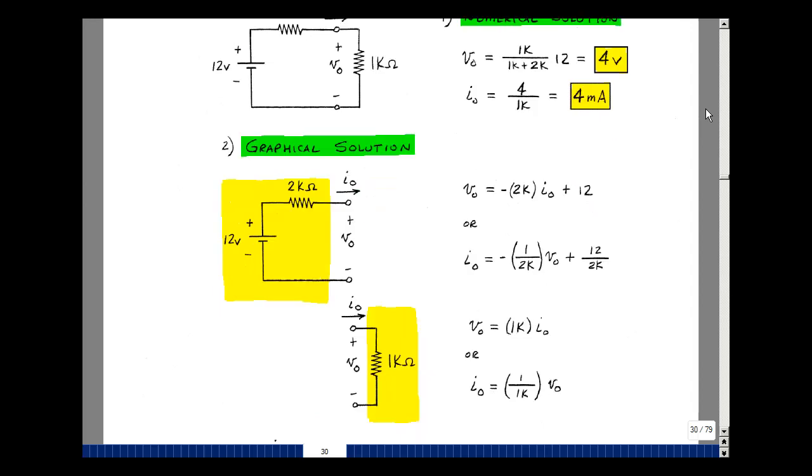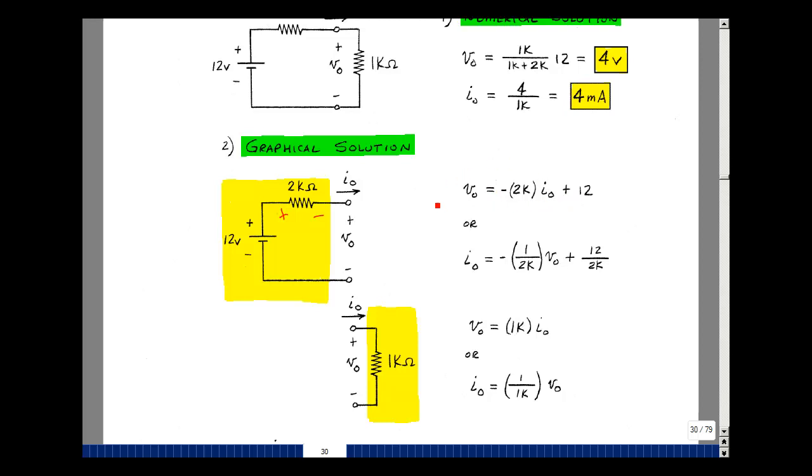Let me do the same problem graphically. Let's break this circuit into two pieces, this piece and this piece. And let's write the equations for each of these pieces in terms of V0 and I0. Let me go around the loop. The rise in voltage equals the drops around the loop. But because I out is flowing in this direction, the drop is plus to minus this way. V out is equal to minus I0 times 2K plus 12. I'm going to plot I0 on the y-axis and V0 on the x-axis. So let me solve this equation and put it into that form.